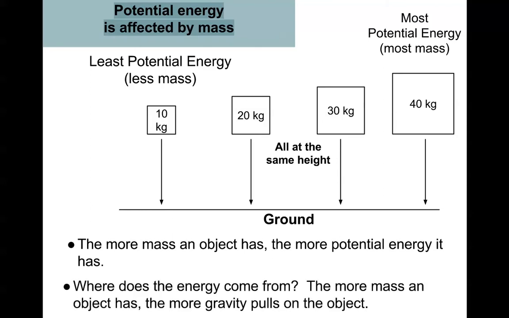Where does the energy come from? Well, the more mass an object has, the more gravity pulls on the object, just because every little piece of matter is being pulled by gravity, so therefore gravity is pulling more because the object has more mass.